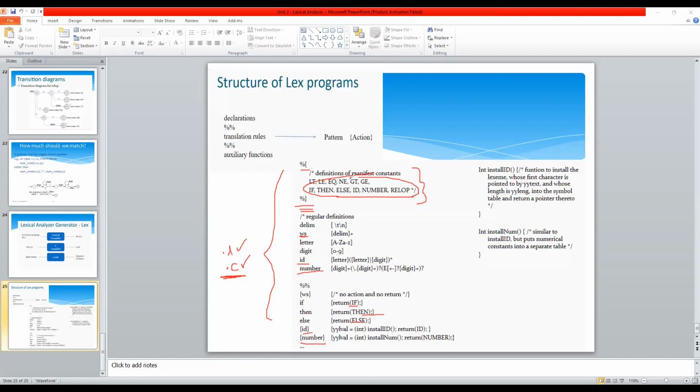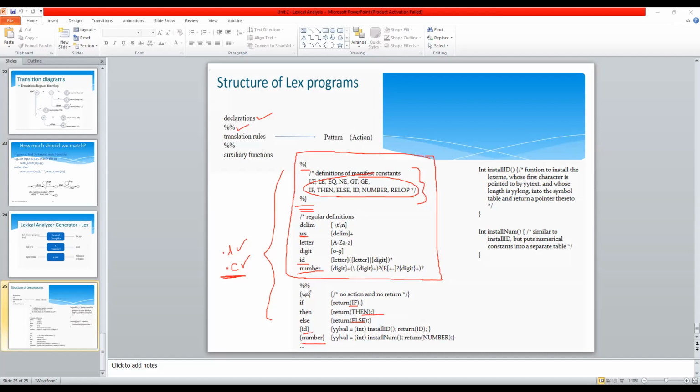Okay, so this is how, and always remember that this is your declaration section. This was your declaration section, first declarations. Some declarations are used in the C program and some declarations are used in the .L program. Then it is separated by double percent sign from the rules section. So rules section is always written in pattern and action form.